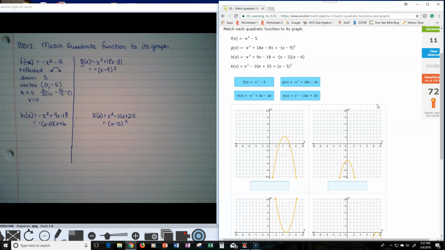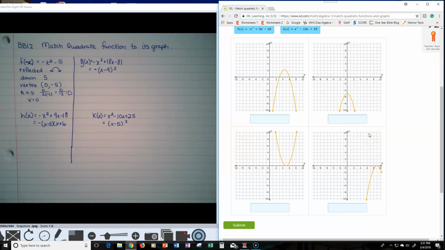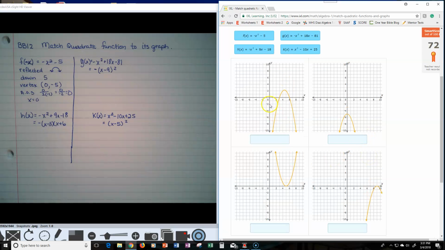Okay. All right. Now, let's see which one we find based on that. If we look, well, this is reflected, this is reflected, this is reflected. But what we do know is that our vertex is 0, -5. So I'm going to pick this one.